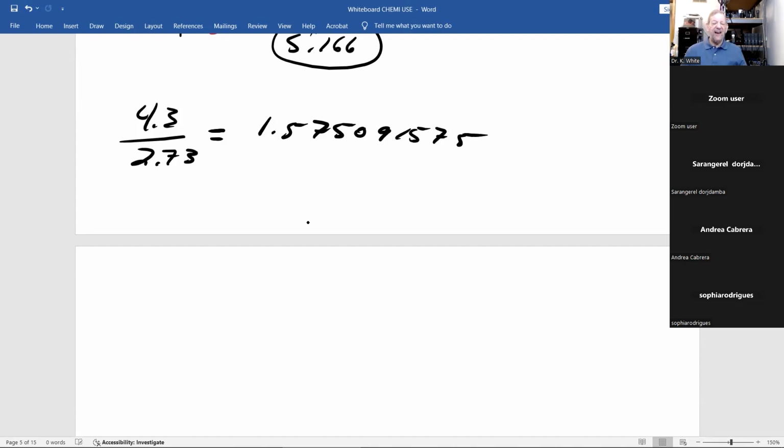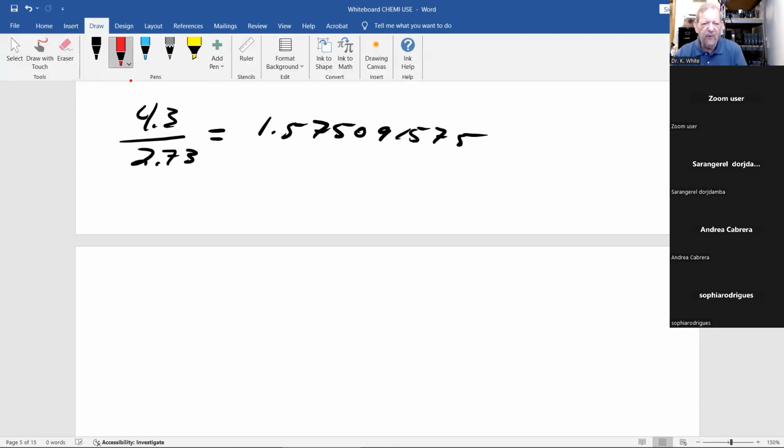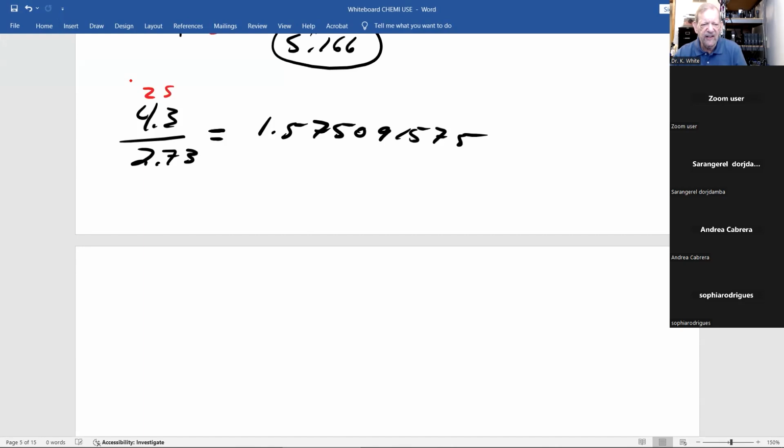And if you wrote that down, I'm going to mark it wrong. What's the reason? Well, you have to consider significant figures. 4.3, two significant figures. 2.73, remember all non-zero numbers are significant. Three significant figures. This is the division.